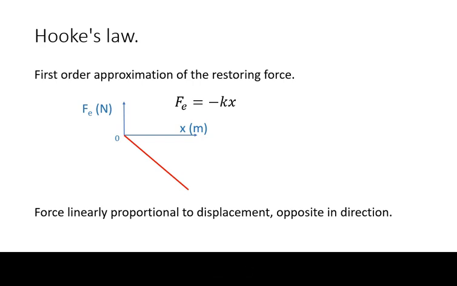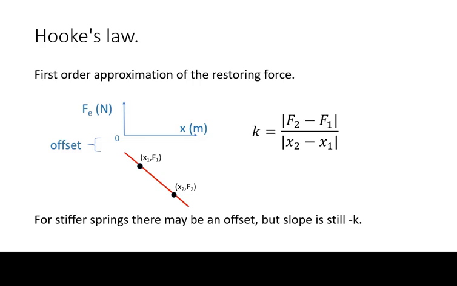The slope is going to be negative k. k is the linear proportionality constant, generically referred to as the elastic constant. It is the slope of such a graph even when you are dealing with, for example, a stiff spring where there is an offset of force before deformation occurs.